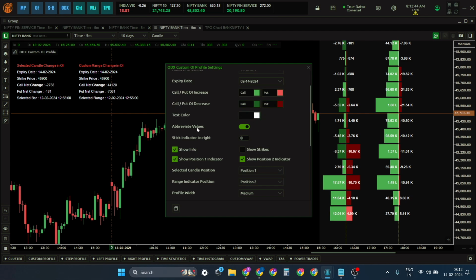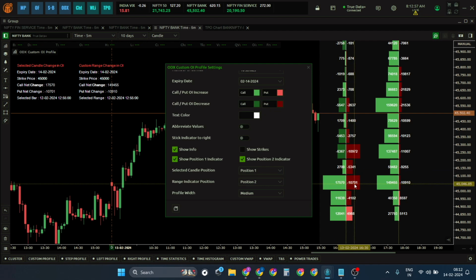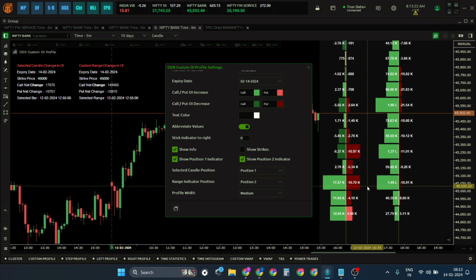Now coming to what is abbreviate values. For this abbreviate value, you just see this 10 minus 10.70k, it will show the actual number. With small numbers it is fine, but once you are using this software, in some cases we also get lakhs of data, in some cases we also get crores of data. So at that time it will become difficult to read. But if you turn on this abbreviate values, then you can see 10.70k. In case of lakhs, it will show you L. In case of crores, it will show you CR. So this is a very important option.